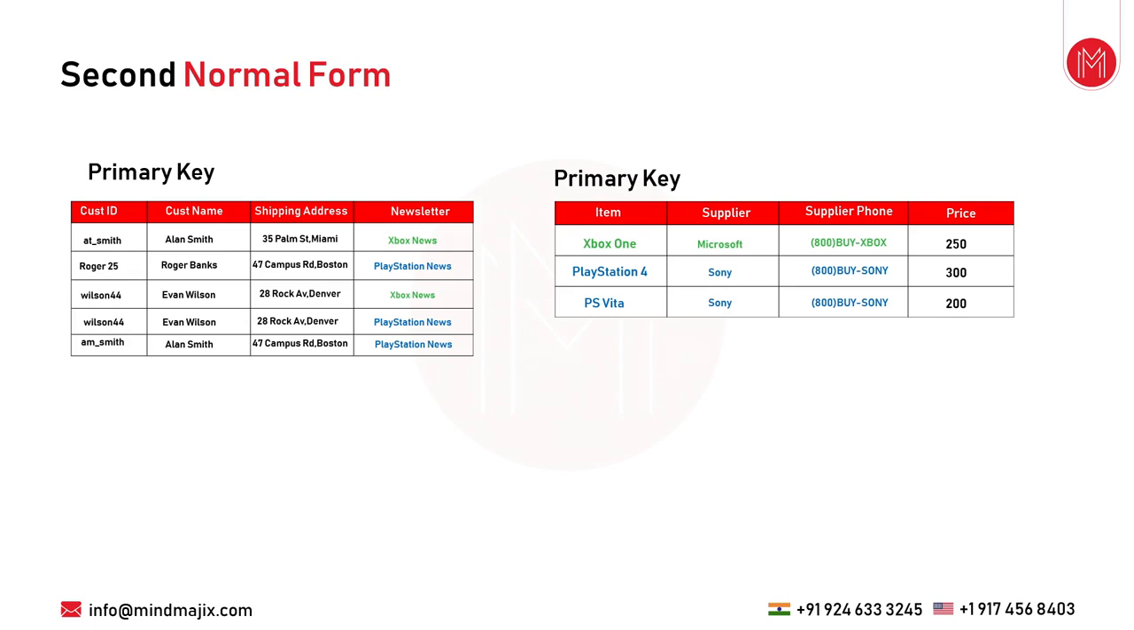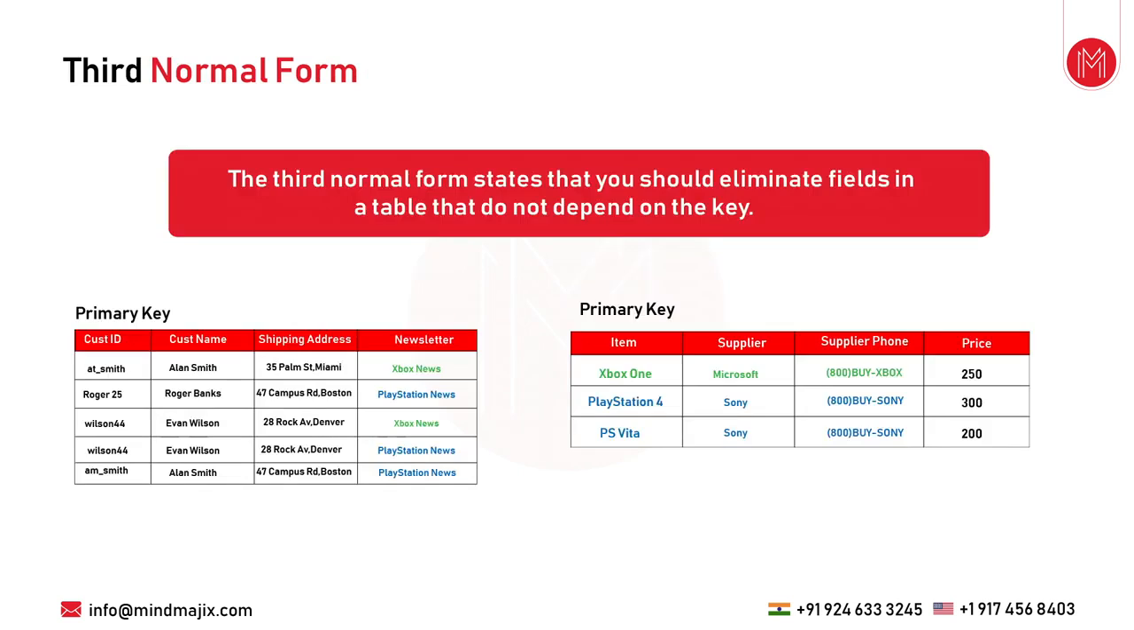So the second normalization has been applied. The third normalization states that you should eliminate the fields in a table that do not depend on the key. That is, if you look at this particular table, the price table on the right-hand side, you can see there is further redundancy of data in the supplier phone number, where two phone numbers from the same supplier have been repeated twice.